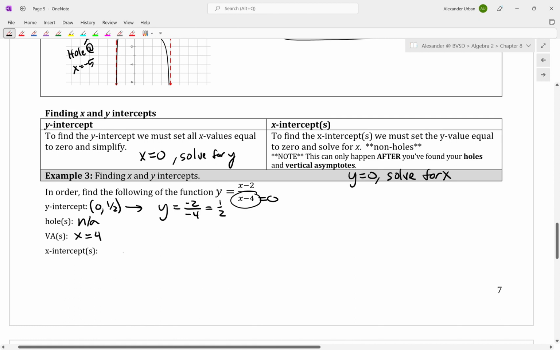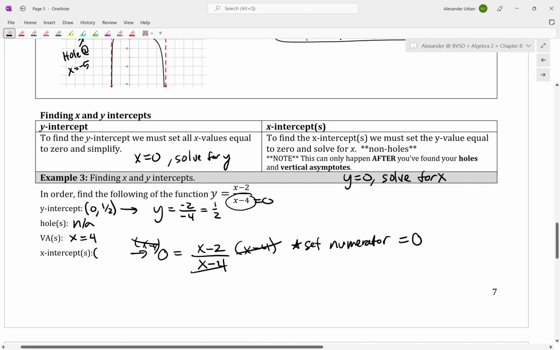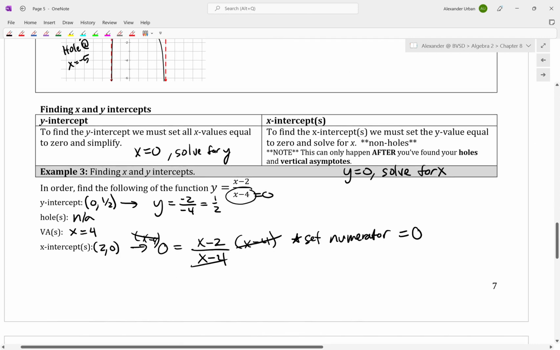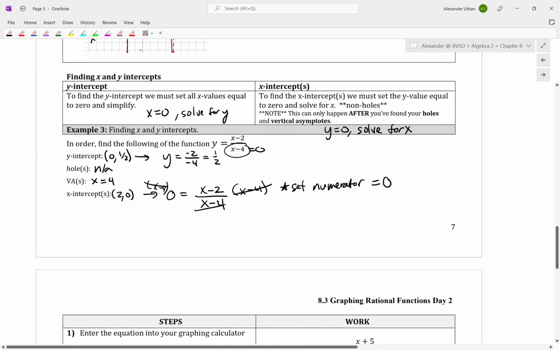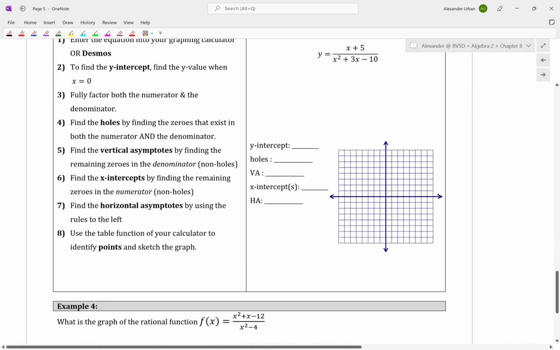Last but not least, we need to set y equal to 0 for our x-intercepts. But if you notice, what's going to happen here is we are just going to be getting rid of our denominator, because if we multiplied both sides by x minus 4, there is no more denominator, and we just have our numerator. So the rule that I like to remember is we just need to set our numerators equal to 0. So in this case, we have an x-intercept at 2, and we get out 0 for y. So we found all the things. Our last step here is to put it all together.